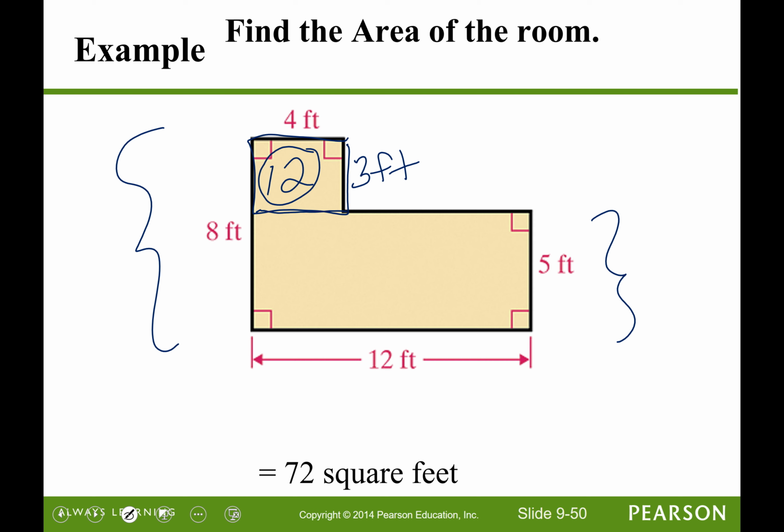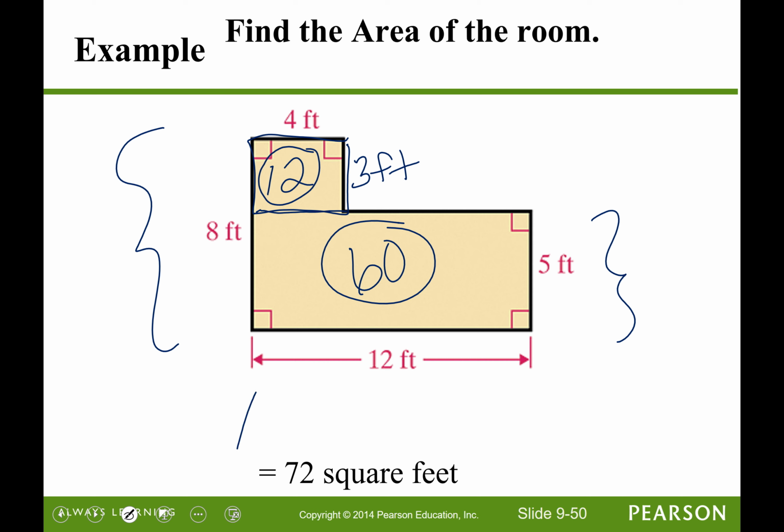Now I need to do the other space, and that space is 12 by 5. So 12 times 5 is 60 square feet. And again, I like to circle it just to remind myself that it would take 60 1 foot by 1 foot squares to tile that, or to fill that surface area.